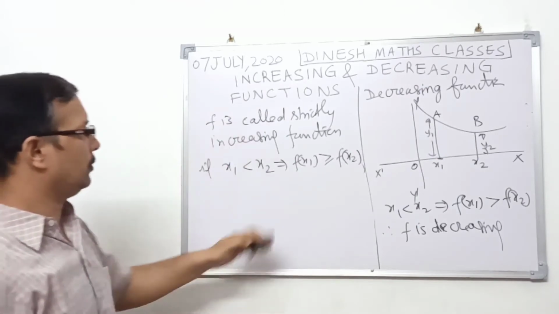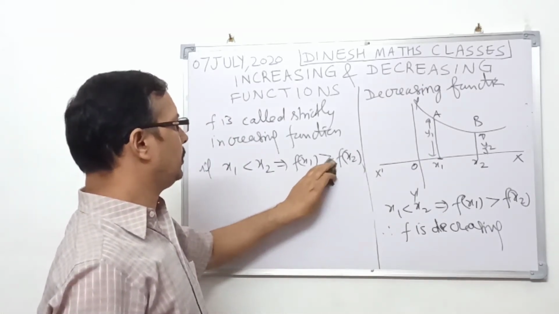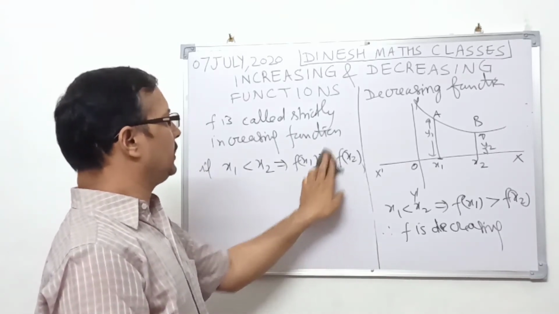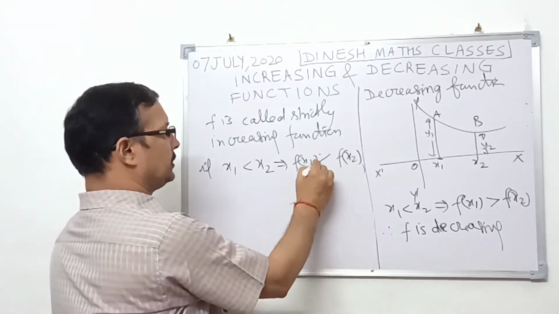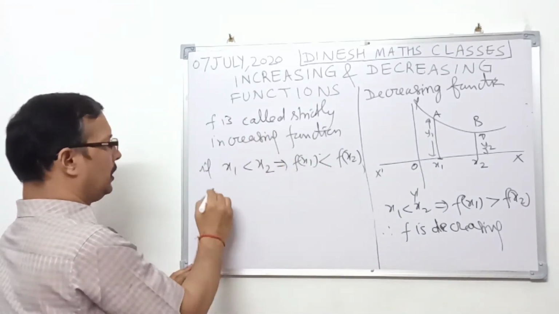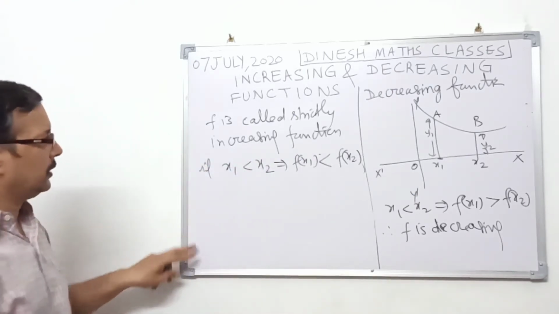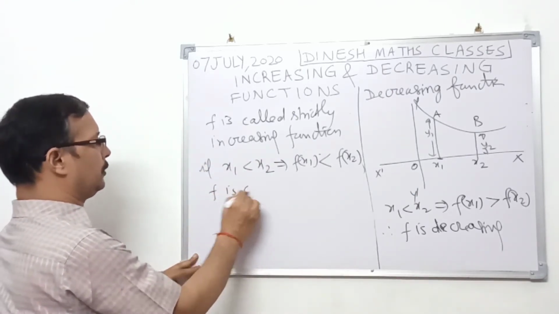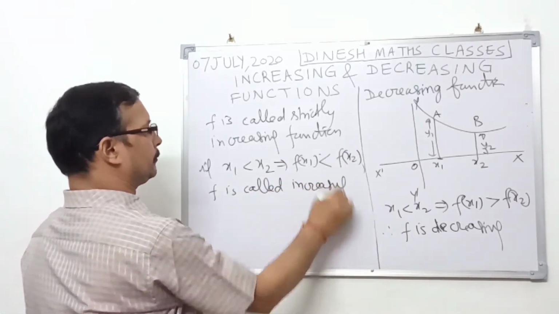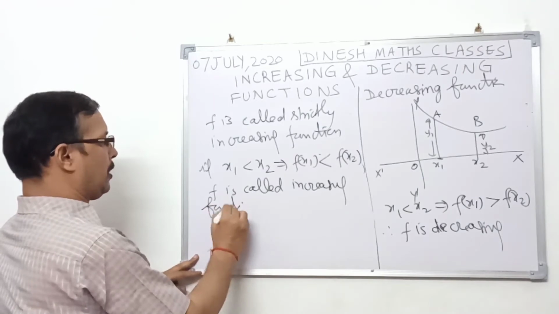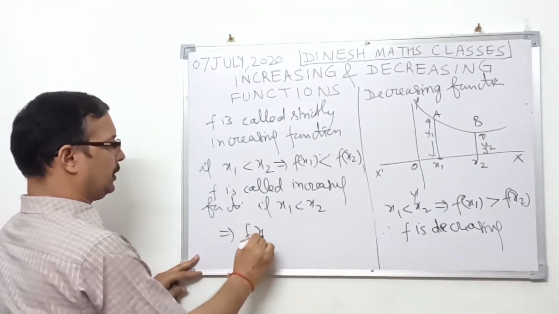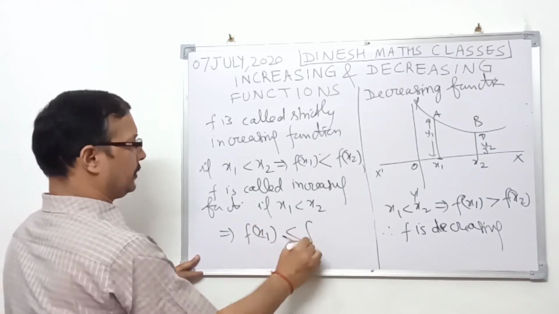F(x) is called, no, the equal sign is not there. The equal sign will be dropped. If x1 less than x2 implies f(x1) less than f(x2), then f is called a strictly increasing function. And one more part of this definition is that f is called an increasing function if x1 less than x2 implies f(x1) is less than or equal to f(x2).